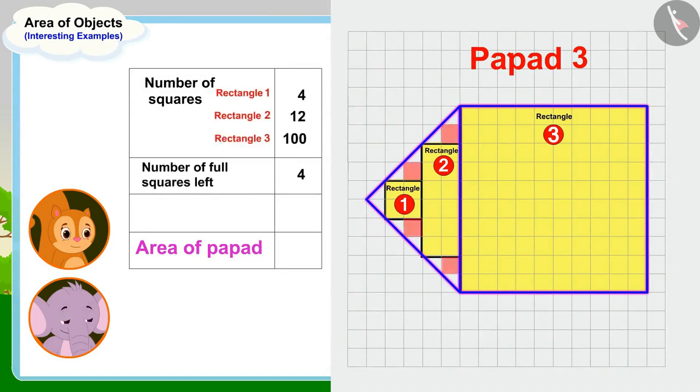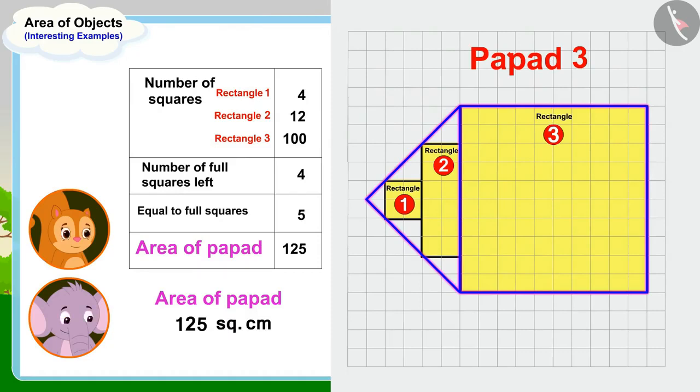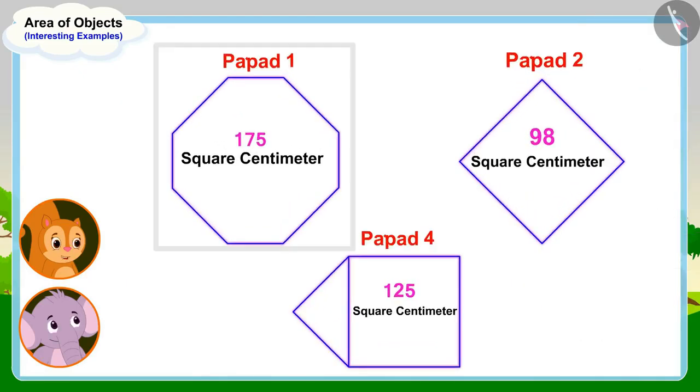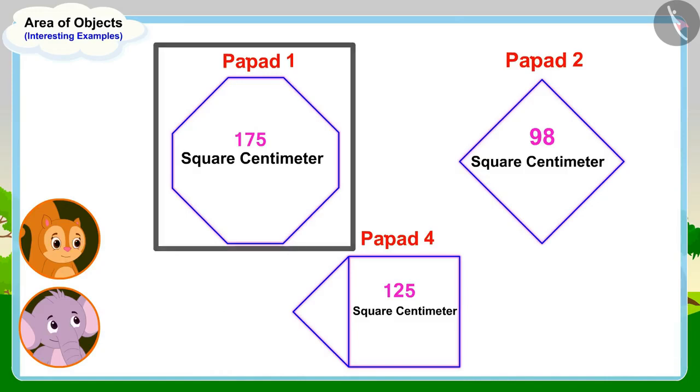We can find the area of this papad by making rectangles and squares in this way. The area of this papad is 125 square centimeters. Chanda and Appu also found the area of the third papad. Look, Appu. The first papad has the largest area.